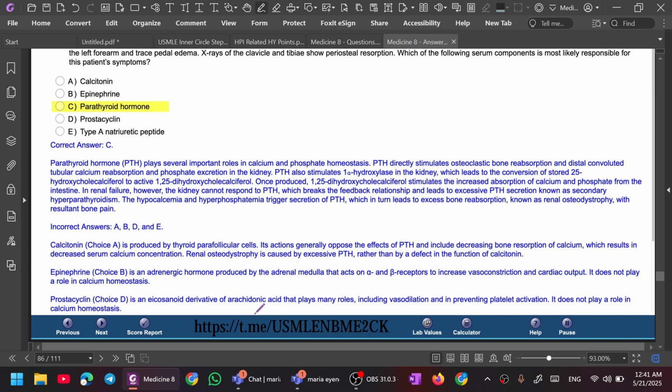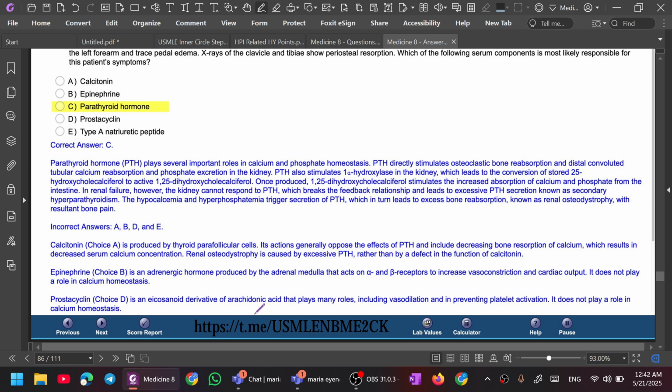In renal failure, however, the kidney cannot respond to PTH, which breaks the feedback relationship and leads to excessive PTH secretion known as secondary hyperparathyroidism. The hypocalcemia and hyperphosphatemia trigger PTH secretion, which in turn leads to excess bone resorption known as renal osteodystrophy with resultant bone pain.